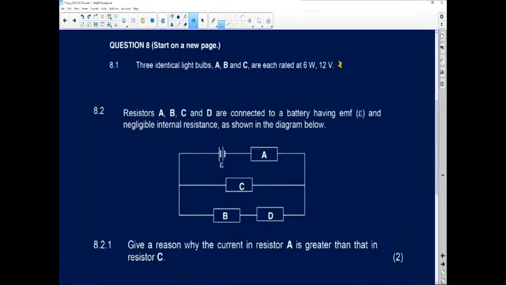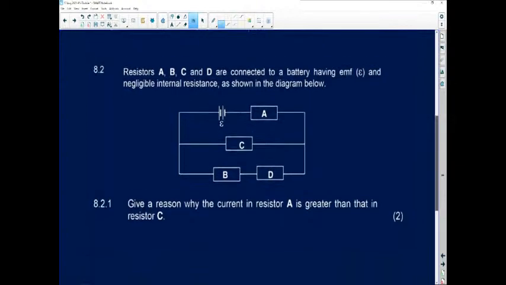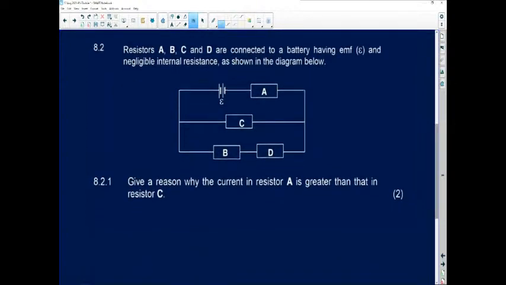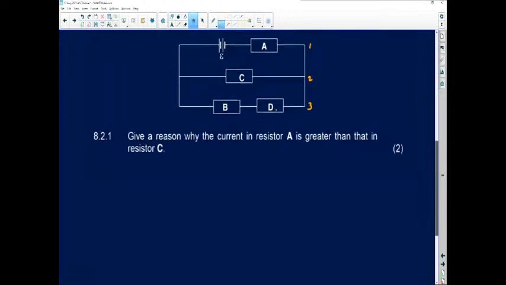Here's the part that was cut off on the previous one. So here we've got 8.2. We're told resistors A, B, C, and D are connected to a battery having an EMF and negligible internal resistance as shown in the diagram below. So I've got A and C in parallel together as well as in parallel with the sum of B and D. This means that B and D are in series together, however, they will be in parallel if I looked at each line collectively. So I've numbered it 1 to 3. Then they will be in parallel with each other.